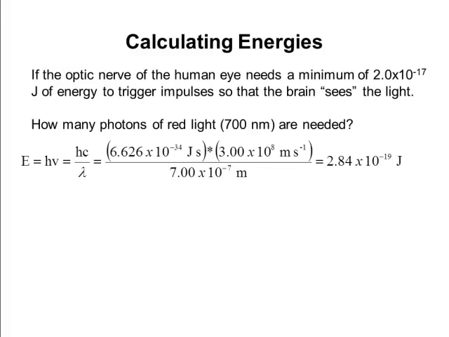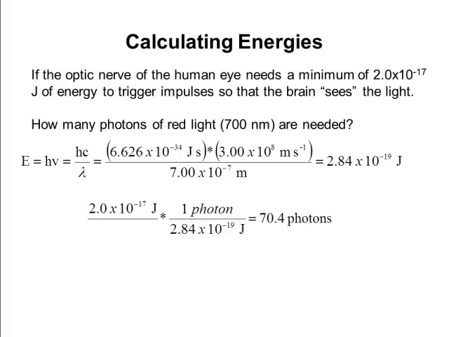Well, we need to know the energy associated with each photon of light, so plug everything into my calculation, and I end up with 2.84 times 10 to the negative 19 joules for 1 photon of red light. Well, now it's just a matter of doing a unit conversion. If I need 2 times 10 to the negative 17 joules, and I know for every 1 photon I have 2.84 times 10 to the negative 19 joules, when I do that, I end up with 70.4 photons. So how many photons do I need in order to see that light?